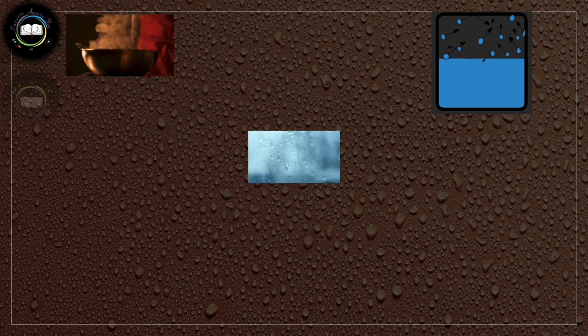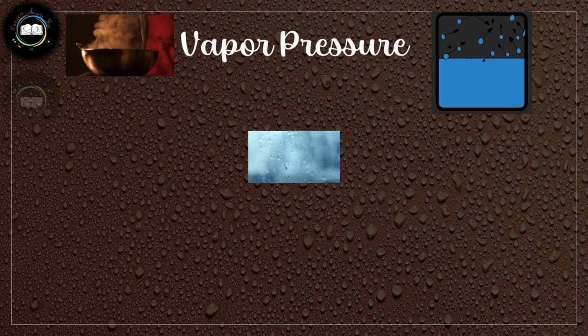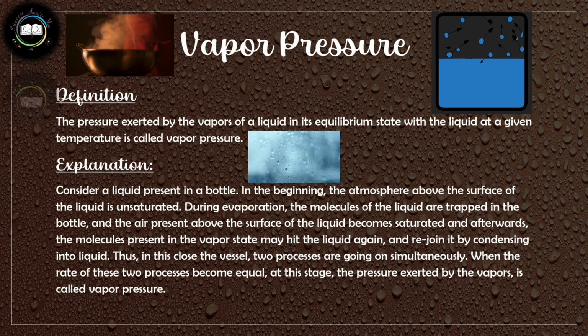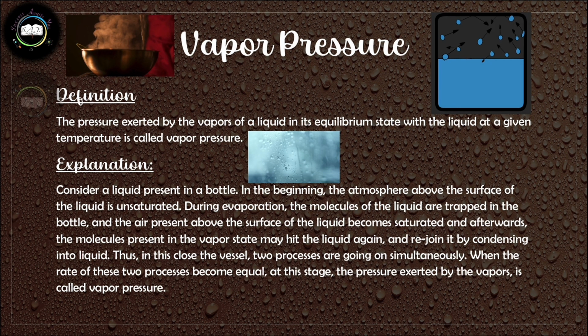Third property is vapor pressure. It can be explained as, consider a closed cylinder with a liquid inside it. During evaporation, the molecules of the liquid are trapped in the bottle. The molecules which convert to vapor state may hit the liquid again and join it by condensing into liquid. When the rates of these 2 processes become equal, the pressure exerted by the vapors is called vapor pressure.